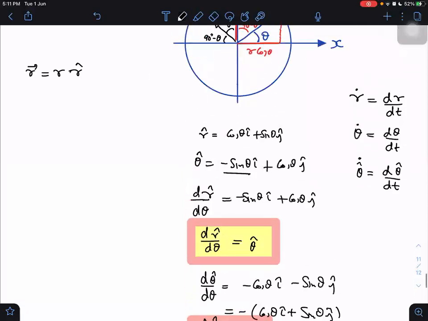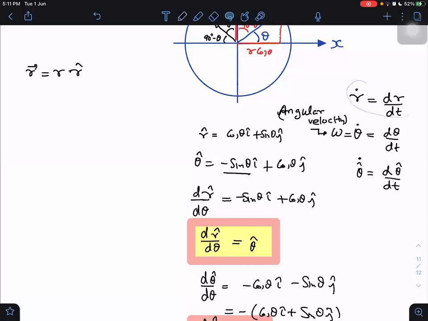And I have used one notation here. R dot is dr by dt. Theta dot is d theta by dt. And theta cap dot is d theta cap by dt. The rate of change of angle with respect to time we also represent as angular velocity, and we represent it as omega. Rate of change of angle with respect to time is called angular velocity.